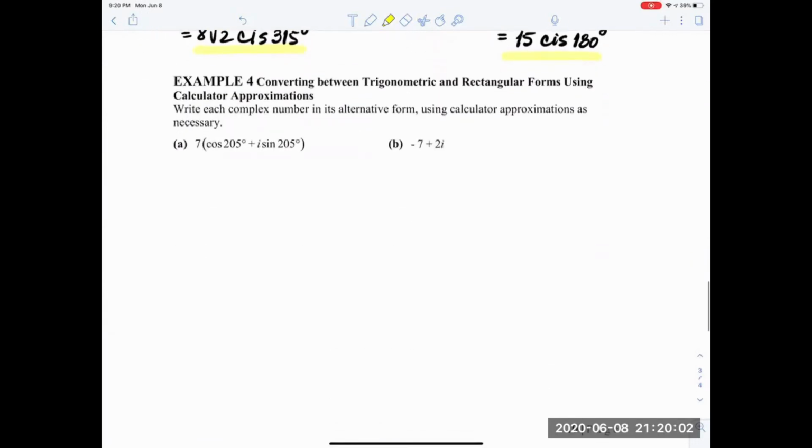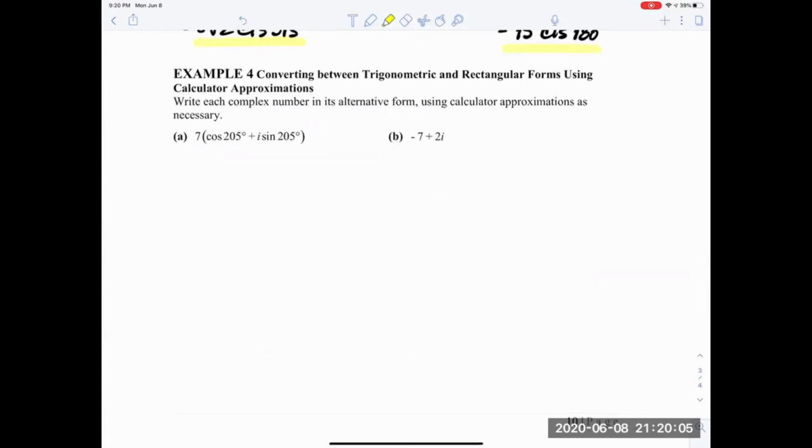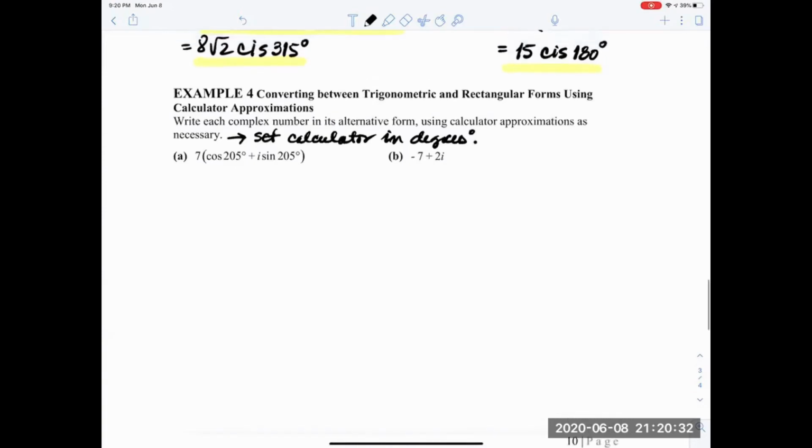This is converting between trig and rectangular form using calculator approximation. So for here, you definitely want to have your calculator ready. Please make sure you set your calculators in degrees. Why? Because these forms that we are talking about contain, like for example in part B, where you have -7 plus 2i, you have to get r, parenthesis, cosine of whatever angle theta will be, and that's in degrees, right, plus i sine of theta. Okay, so let's look at the first problem actually.